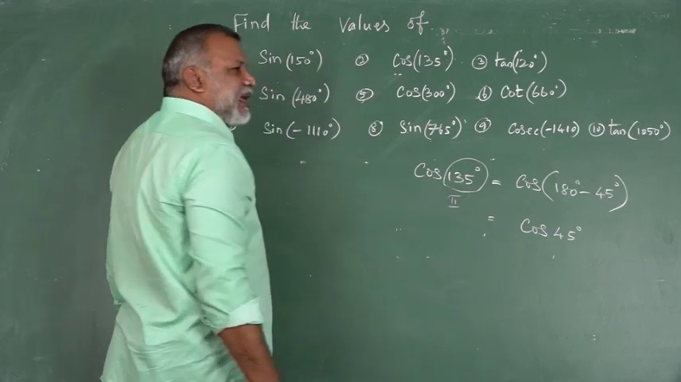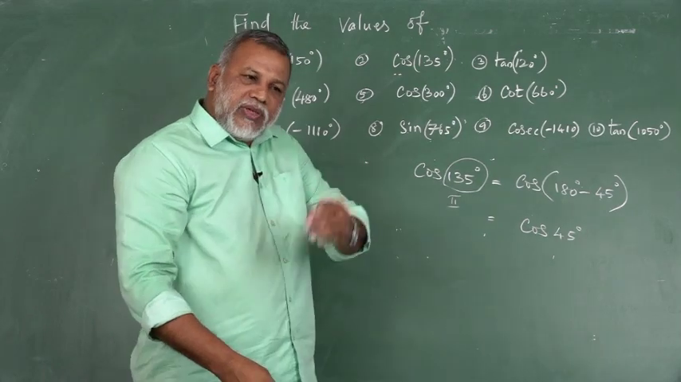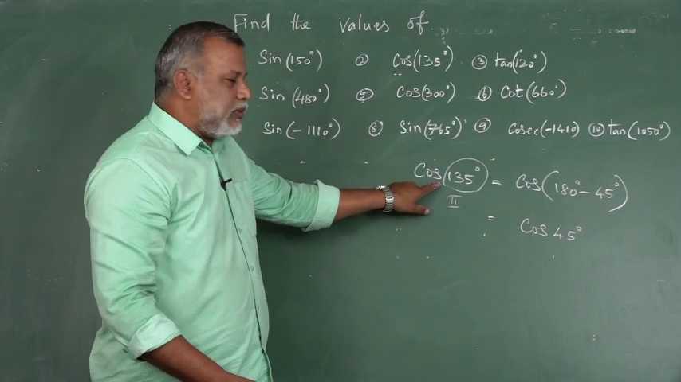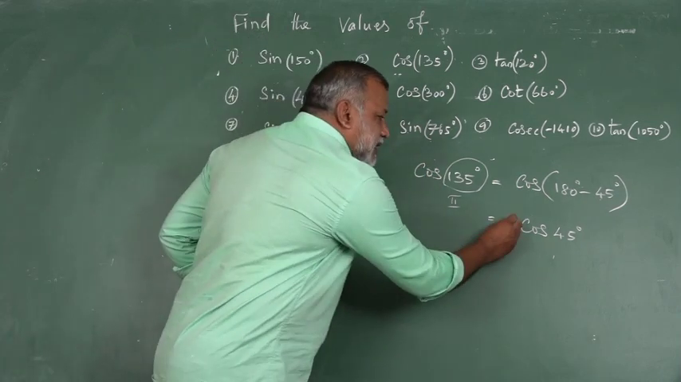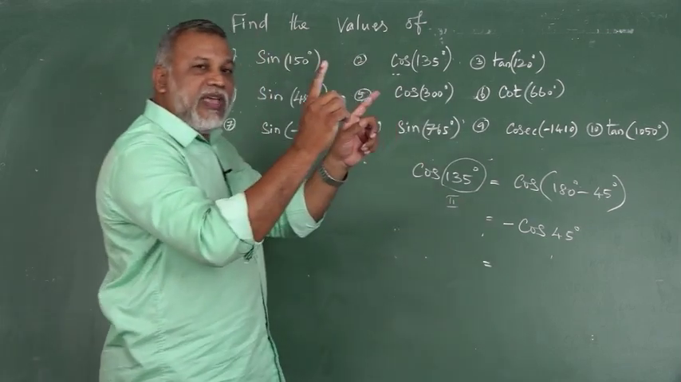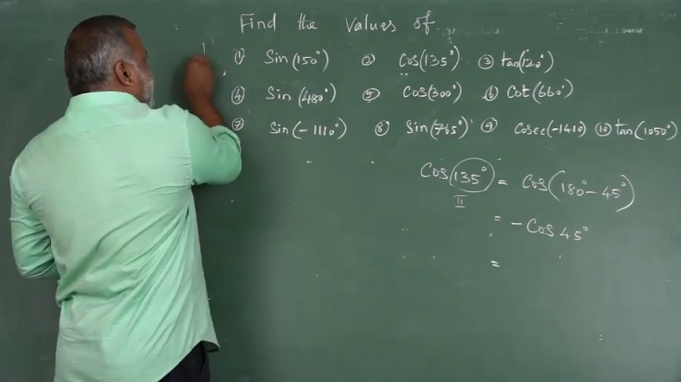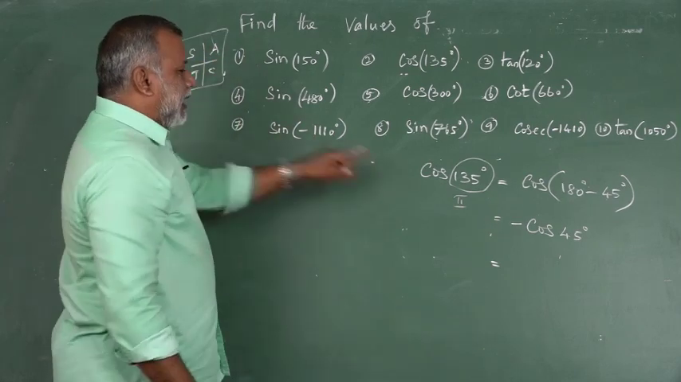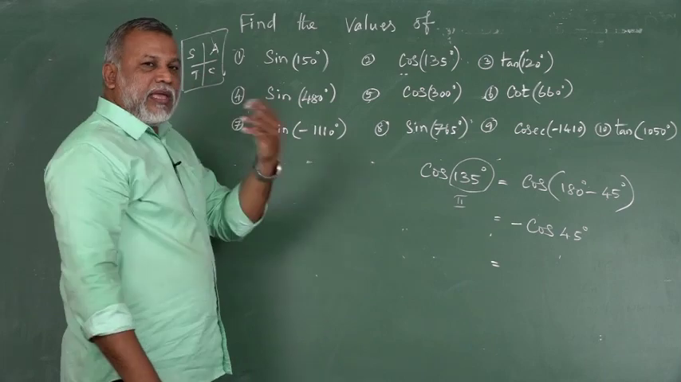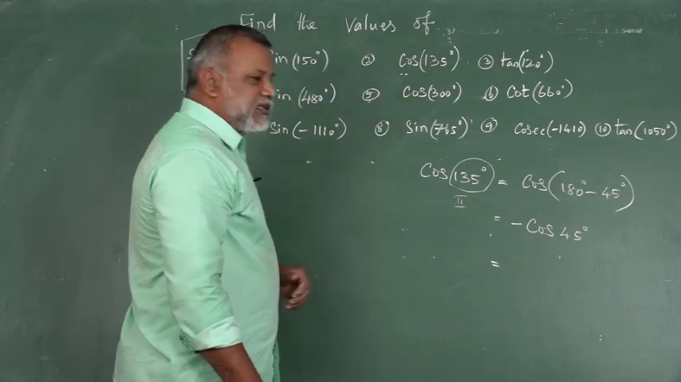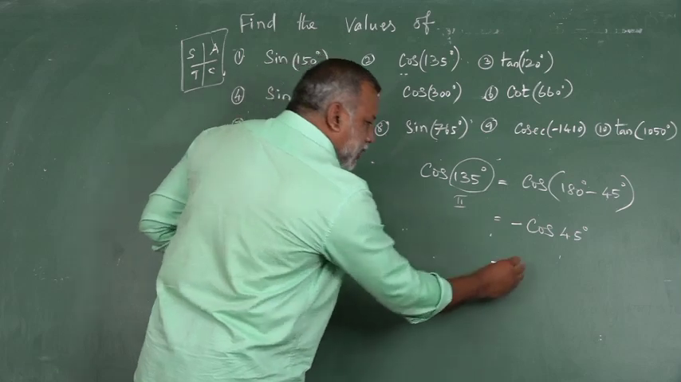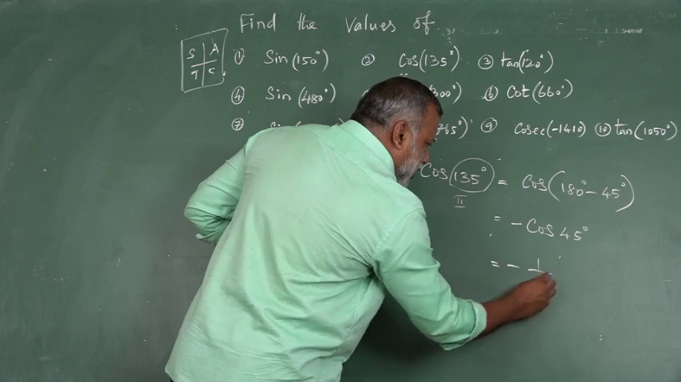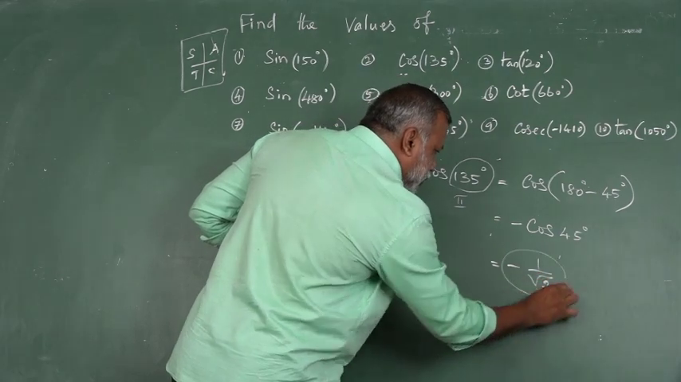Now think about which quadrant it lies in. It lies in the second quadrant. 135 means more than 90, less than 180. So it lies in the second quadrant. In the second quadrant, cos takes negative. Always think about ASTC. It is a very useful idea, and also very important. So, in the second quadrant, the sine family gets positive. Here, the given is cos, therefore it takes negative. Now listen, cos 45. From your trigonometric table, it is a well known value. Cos 45 means 1 by root 2.